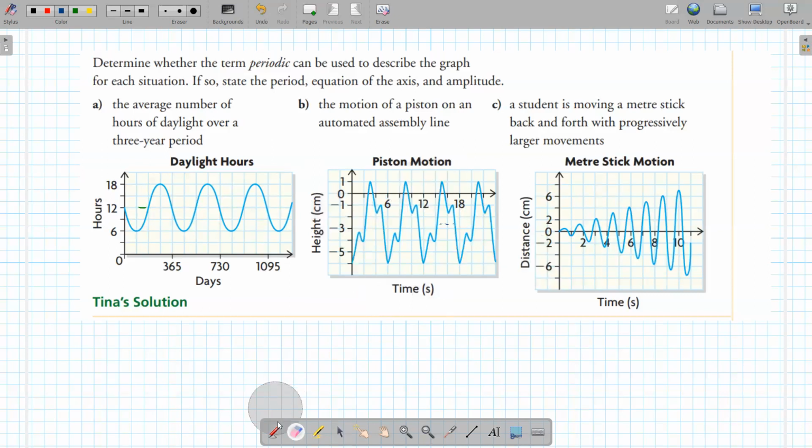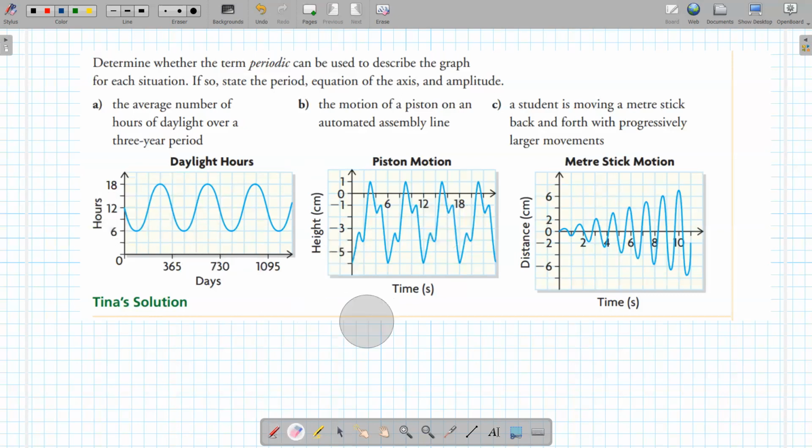So that's a piston motion versus time graph, the height of a piston over time. This one is the daylight hours. So over here, are we looking at summer months or winter months? Summer. Right. And over here, we're looking at winter months. That makes sense, right? In the winter, you have less daylight.